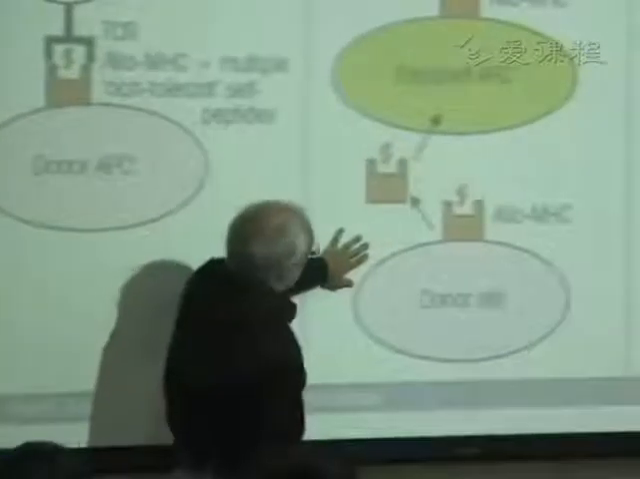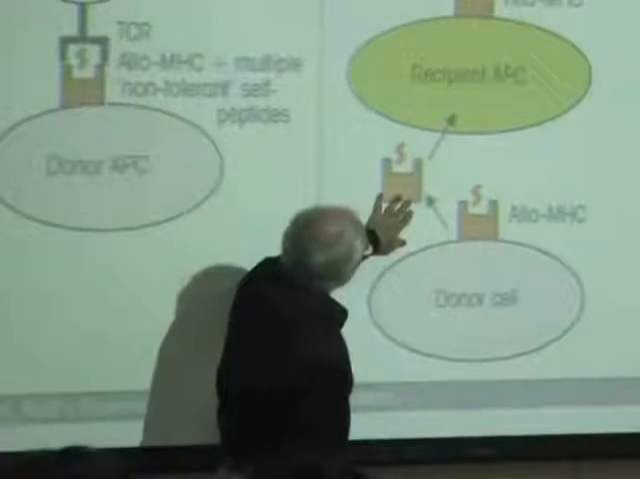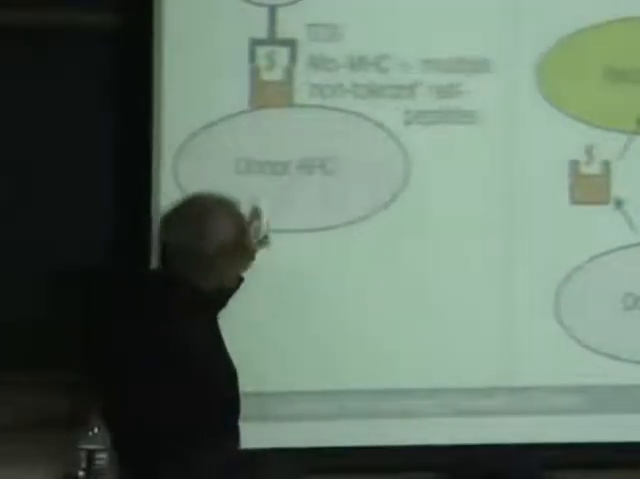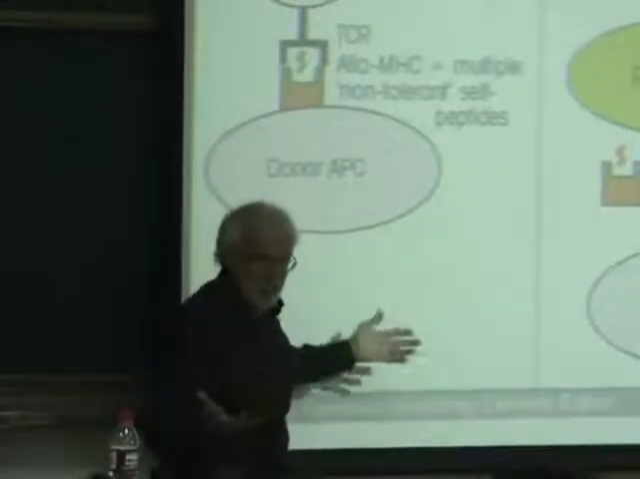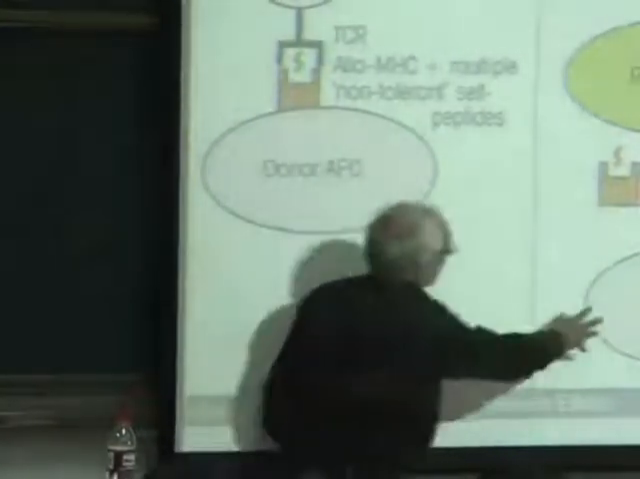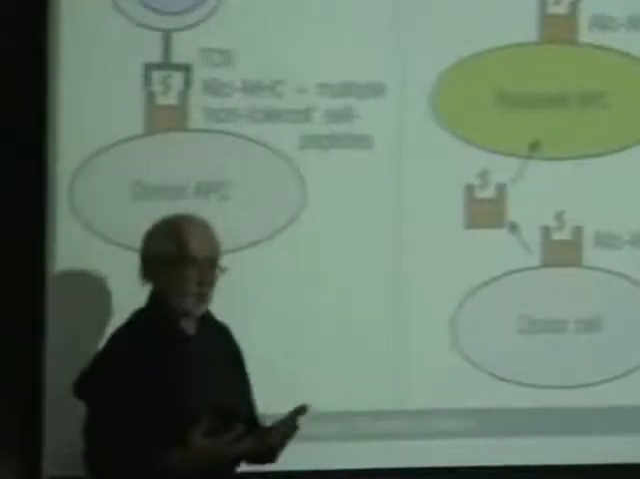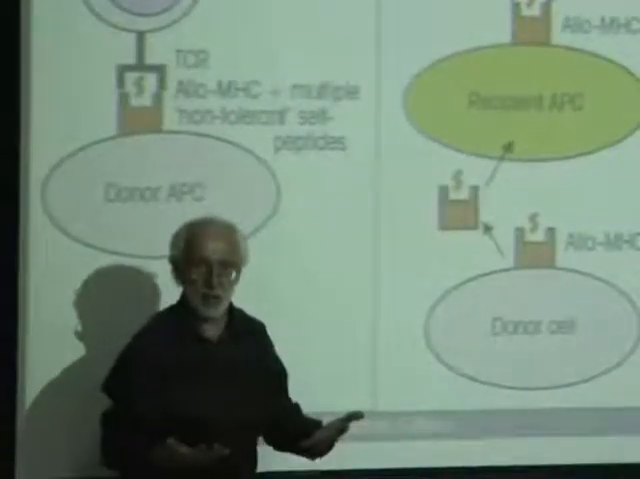Or you can get what's called the semi-direct pathway, where you have allo-MHC that is on the donor cell. It's just like this, but it might be on an antigen-presenting cell, it might be on any other kidney cell, for example. And this MHC then gets taken off by a recipient antigen-presenting cell. So now this antigen-presenting cell is in the recipient, not in the donor. So it's different to this situation.